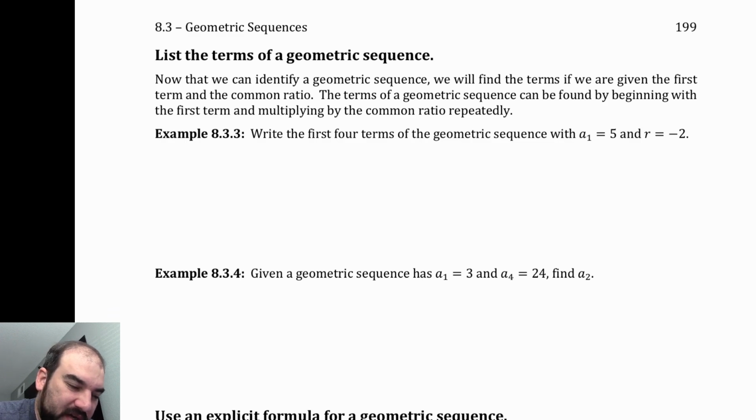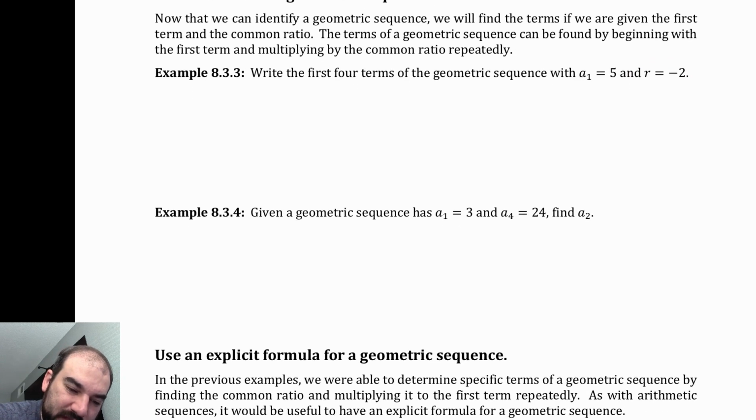Listing terms of a geometric sequence, we can do this just like we did the arithmetic one, except now when we start with the first term, to get to the next term, we're going to multiply by the common ratio and not add it, right? In arithmetic sequences, we were adding the same thing over and over again to get terms. Now we're going to multiply by the common ratio. You guys can figure that one out.